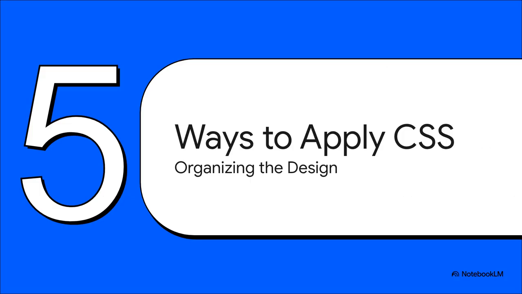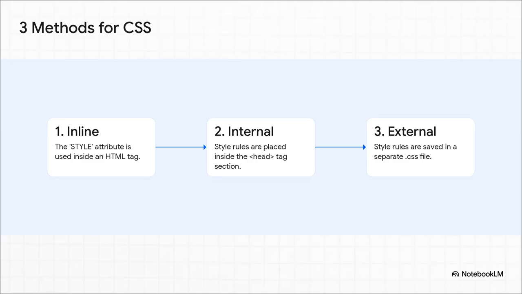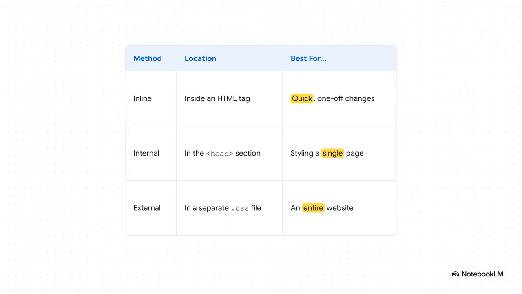Okay, so we know the language, we've got our tools. The last piece of this puzzle is, where do we actually write these rules? Like, where does the design plan live? Well, there are three main ways to do it. These three methods are called inline, internal, and external style sheets. Each one has a very specific job, from making a quick one-off change to creating a grand design plan for an entire website. Let's go back to our house analogy to really get this.